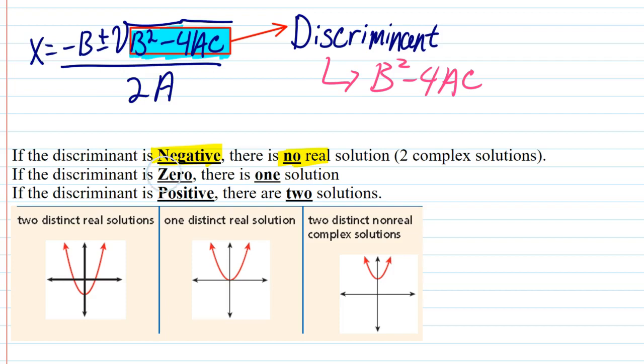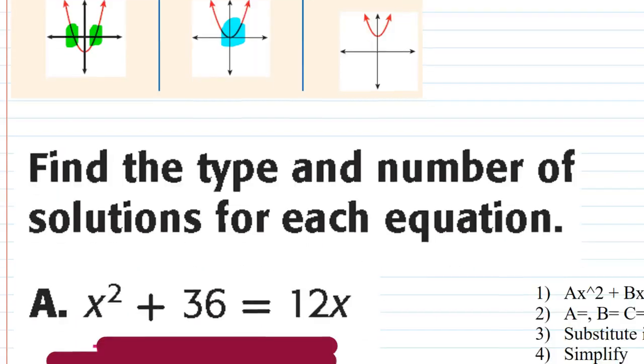If you have a discriminant of 0, then you're going to have one real solution. And so that's going to look like this. You're just touching the graph one time. Now, if the discriminant is positive, you're going to have two real solutions. So the previous examples all would have had positive discriminants, meaning you're going to touch the x-axis twice, giving you two solutions. This is what it's going to look like.